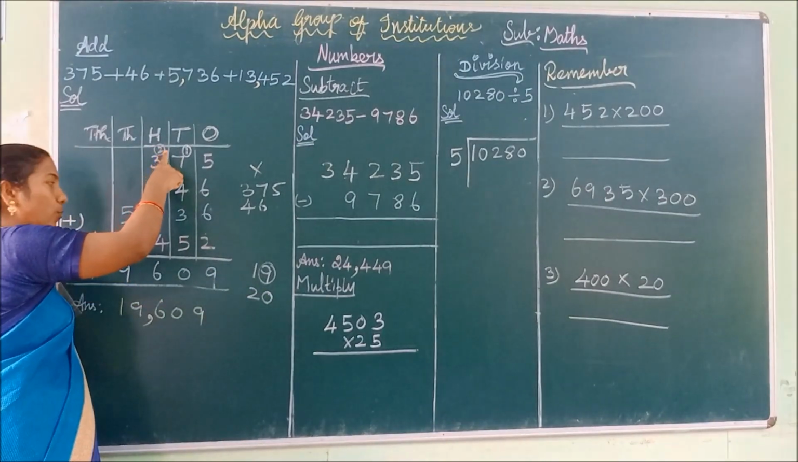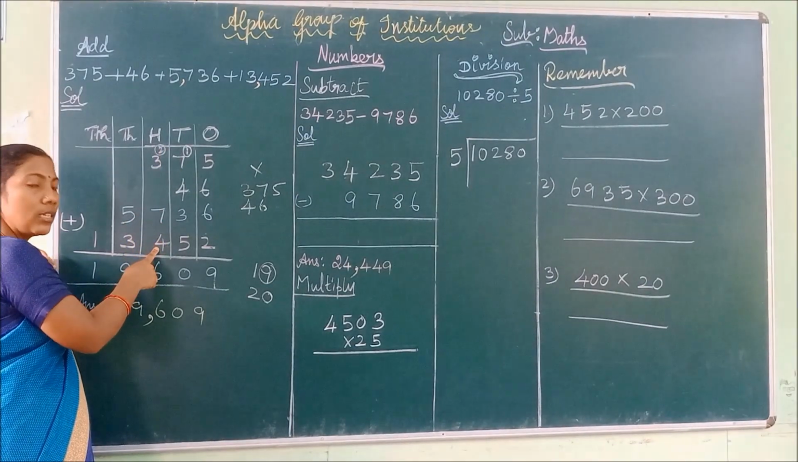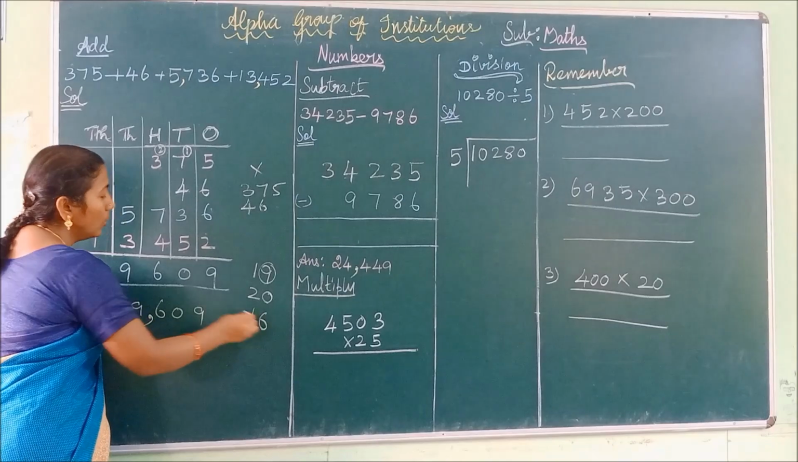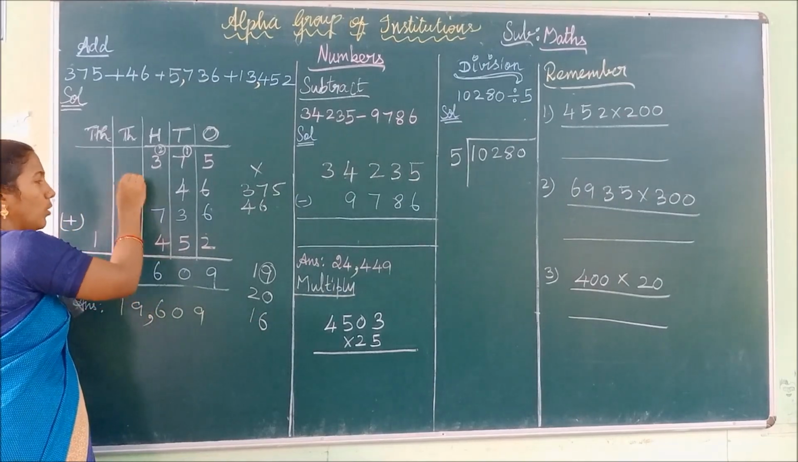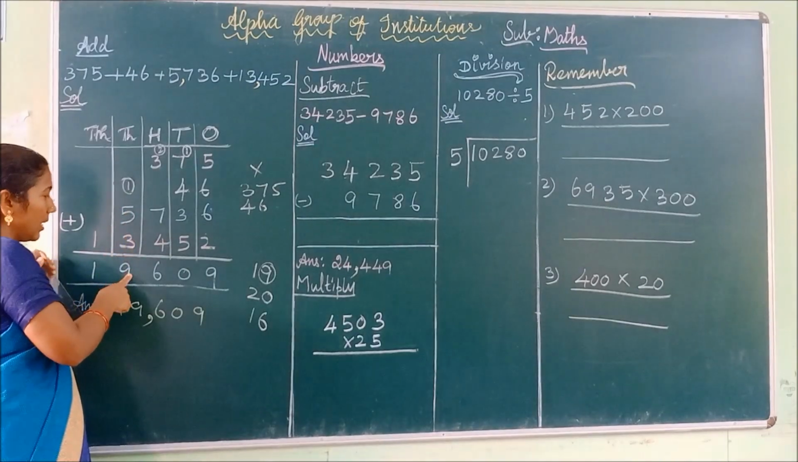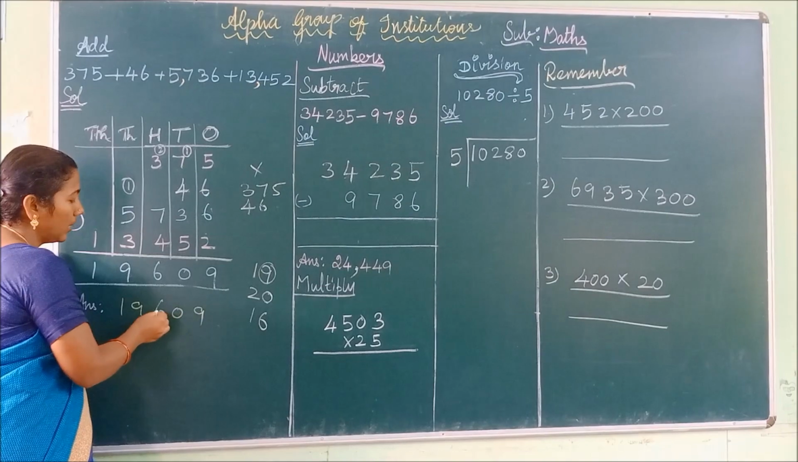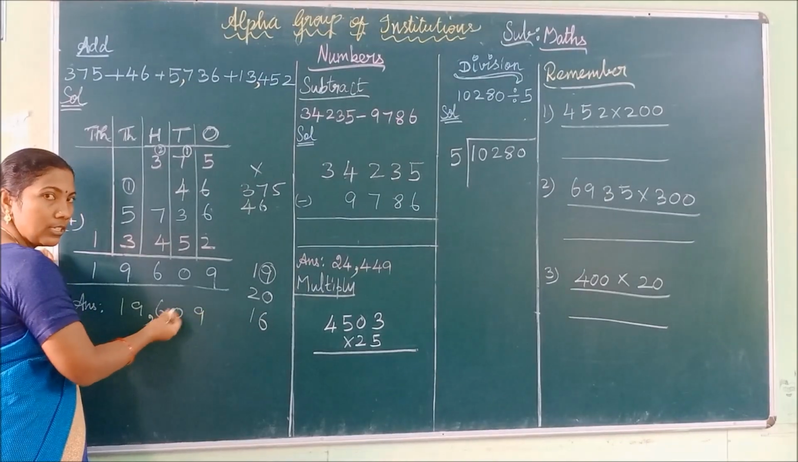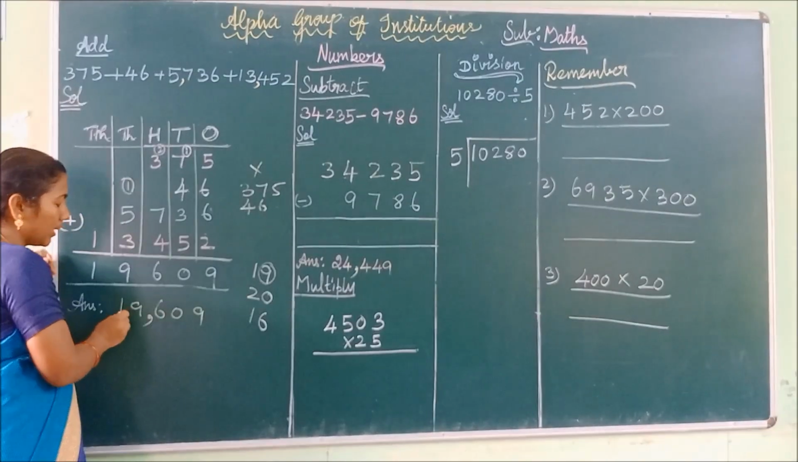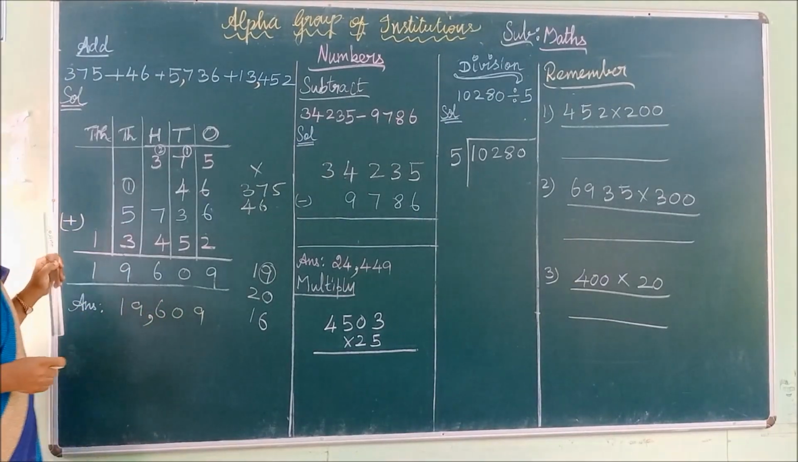3 plus 2, 5. 5 plus 7, 12. 12 plus 4, 16. So write the 6 here and carry over 1 to the next column. 5 plus 1, 6. 6 plus 3, 9. And write the 9 here. So what is your answer? You have to place the comma after the first 3 digits starting from the right. So the answer is 19,609. Do you understand, children?